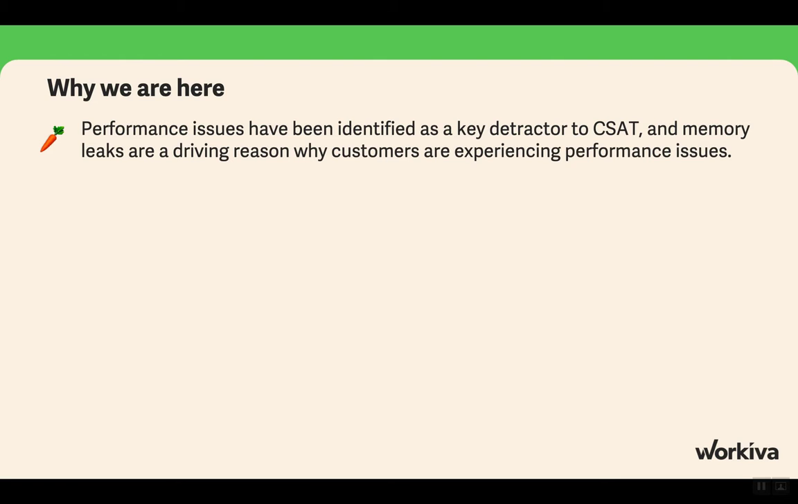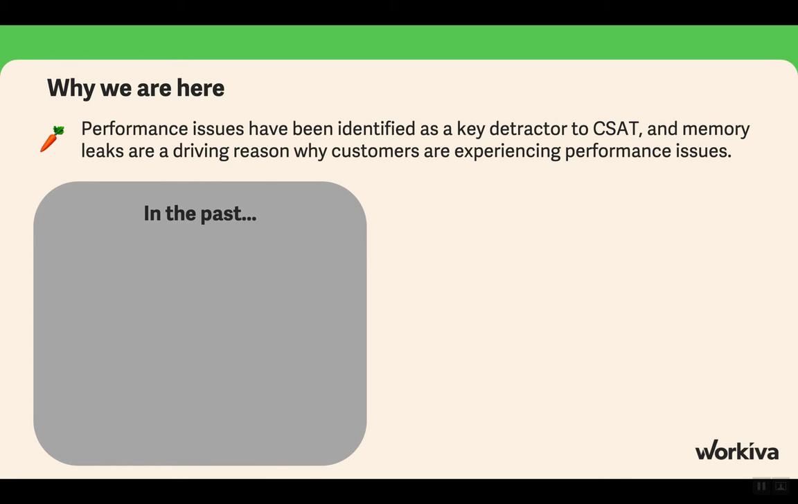In 2021, obviously, our number one objective is delighting existing customers, and raising that CSAT score is the key result that we're really focused on. In order to do that, we have to resolve some of the customer complaints that we've been hearing around performance issues. This has been identified as a key detractor to CSAT. Through the Performance Tiger team that was spun up at the beginning of Q2, it was determined that memory leaks are a driving reason why customers are experiencing performance issues, because it seems really hit or miss from our perspective.